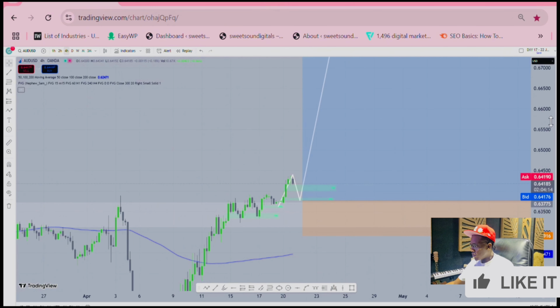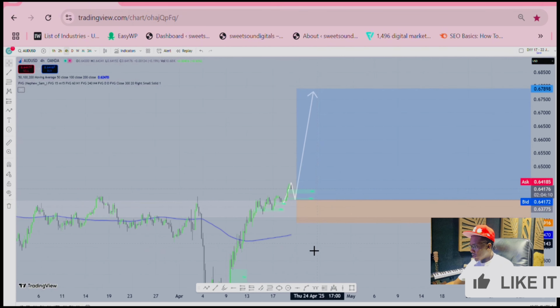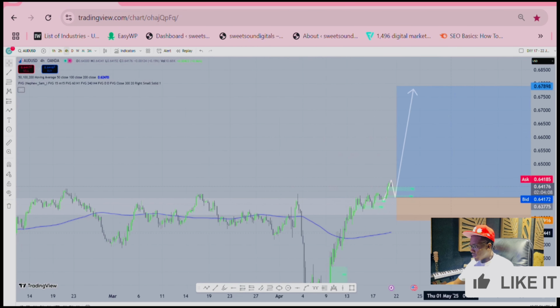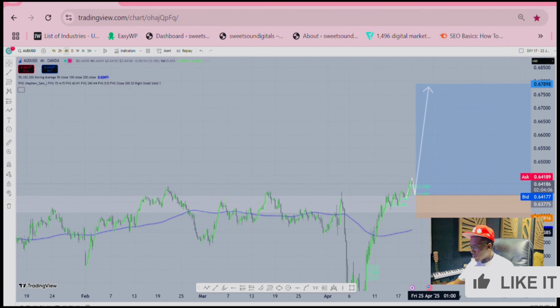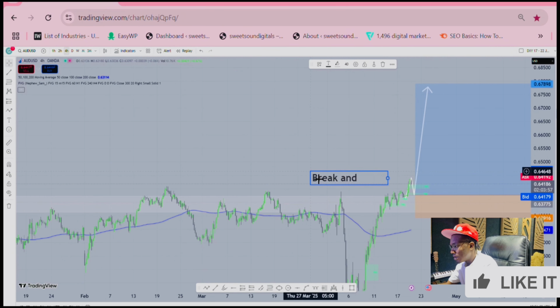And what are our confluences on this trade? Well, we have a lot of confluences for why we should take this trade. First, I'm going to write out the first confluence. This trade type is called a break and retest trade.